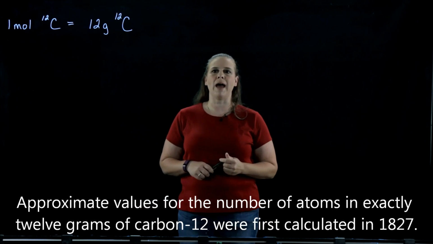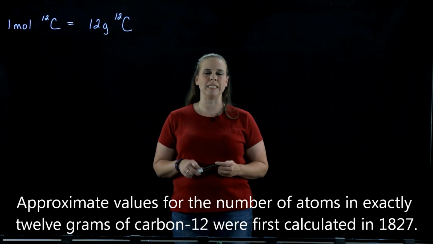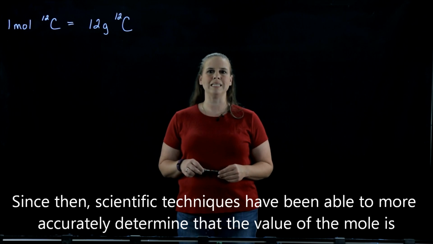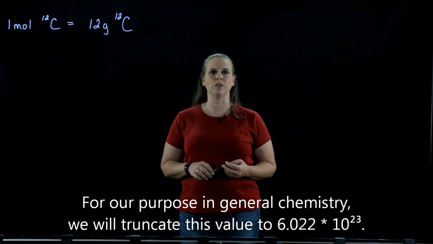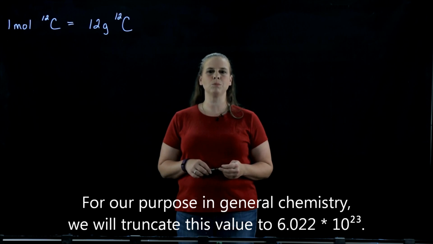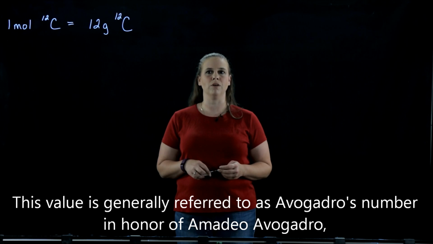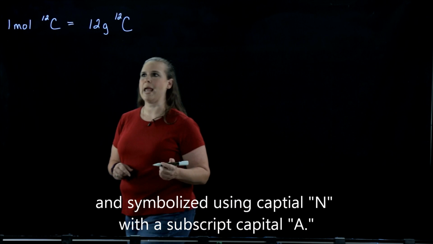Approximate values for the number of atoms in exactly 12 grams of carbon-12 were first calculated in 1827. Since then, scientific techniques have been able to more accurately determine that the value of a mole is 6.022137 times 10 to the 23. For our purpose in general chemistry, we will truncate this value to 6.022 times 10 to the 23. This value is generally referred to as Avogadro's number in honor of Amedeo Avogadro and symbolized using capital N with a subscript capital A.